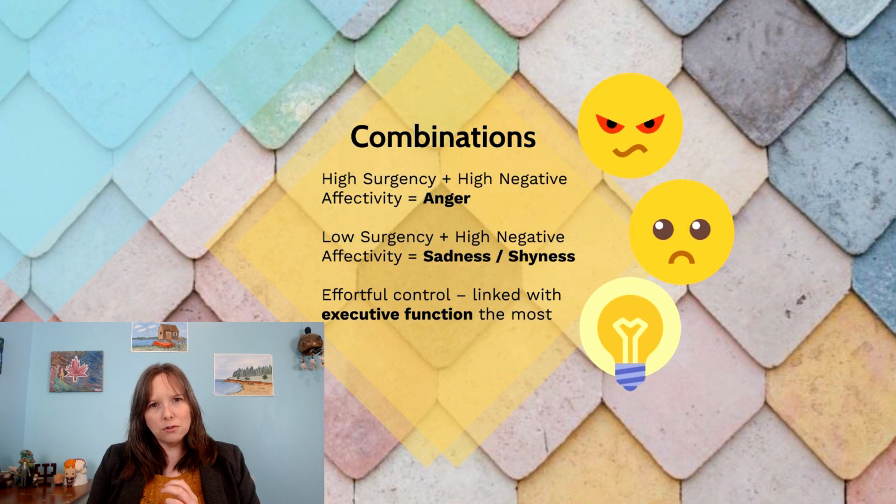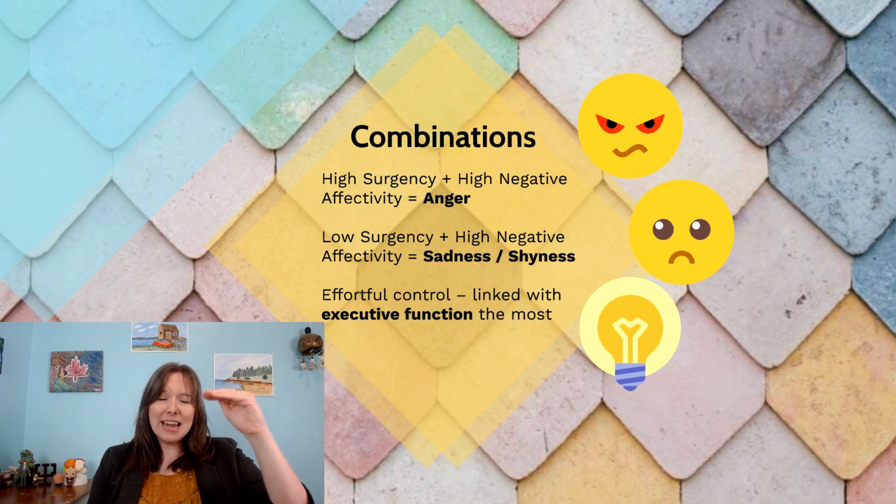Versus if you have low surgency but high negative affectivity, we might have a person who feels very negative, but that low arousal comes across as withdrawal or sadness or reluctantness. And then, of course, you can have someone who's low in surgency and low in negative affectivity, and they might just be that calm introvert. So lots of different combinations.